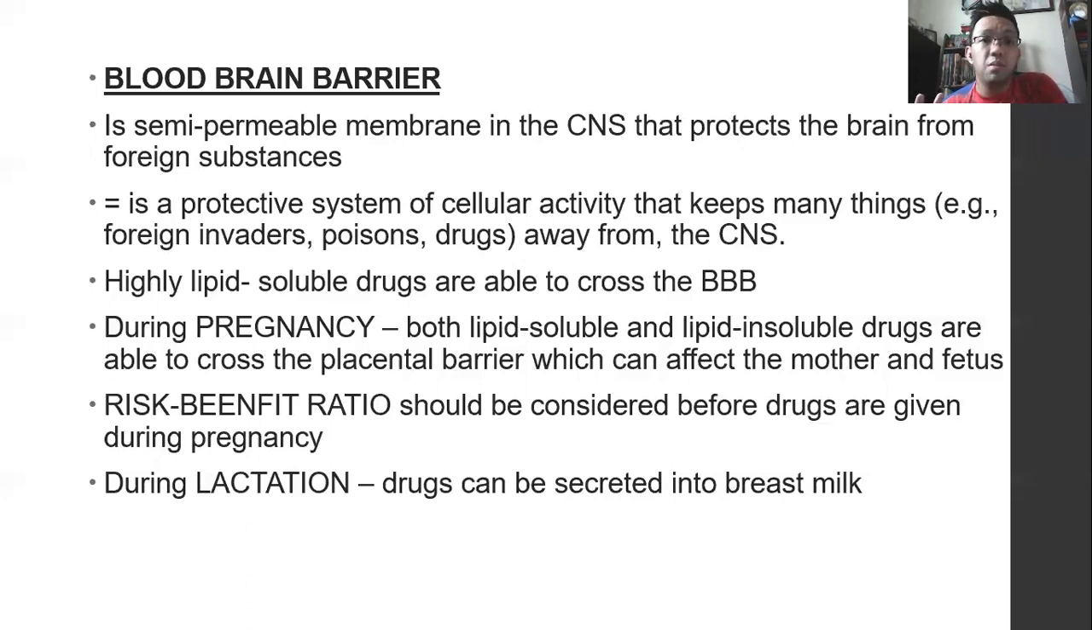So the blood-brain barrier serves as a protection from these foreign substances that can cause harm to our central nervous system. Highly lipid soluble drugs are the ones that are able to cross the BBB, or the blood-brain barrier. Also, during pregnancy, both lipid soluble and lipid insoluble drugs are able to cross the placental barrier, which can affect the mother and the fetus.